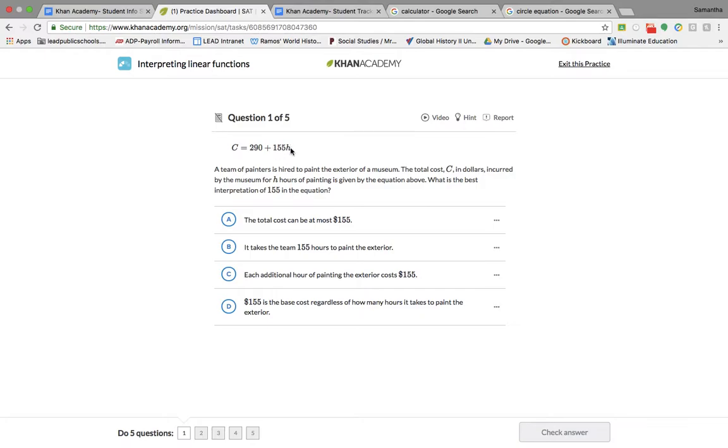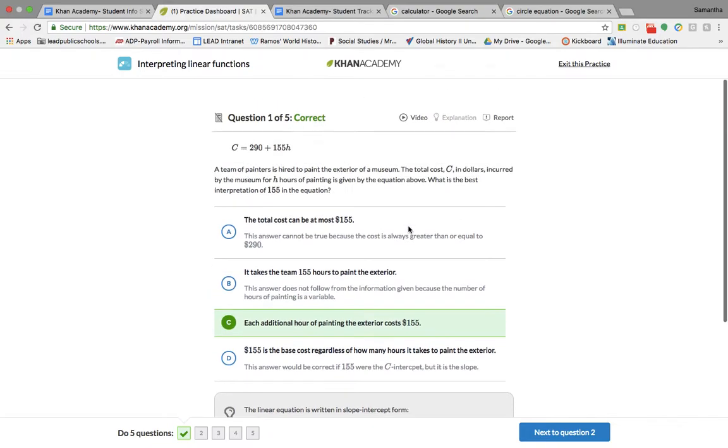So it must be for every hour there's painting. Must be kind of like the base plus 155. It takes the team, no, because that would be this number. Each additional painting of the exterior. This one. Yeah, this would be the base.